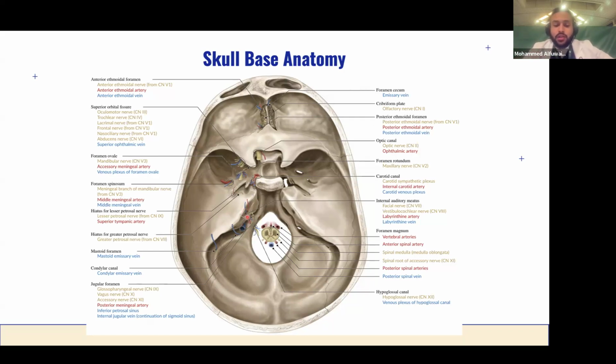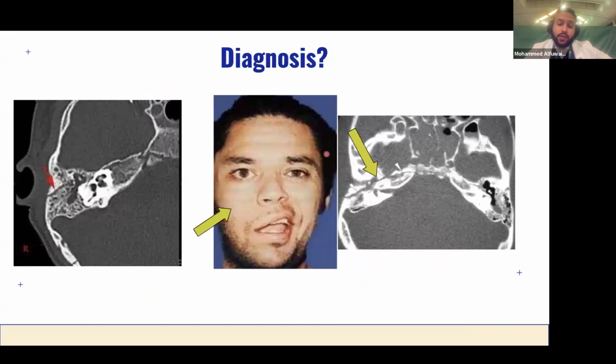Then we have some other ones, such as the jugular foramen, which will have glossopharyngeal, vagus, the accessory, then the hypoglossal, which will have the hypoglossal. Tamam. Now, what's important is you recognize these features. So now, you have this patient who had a motor vehicle accident coming to you with these features.